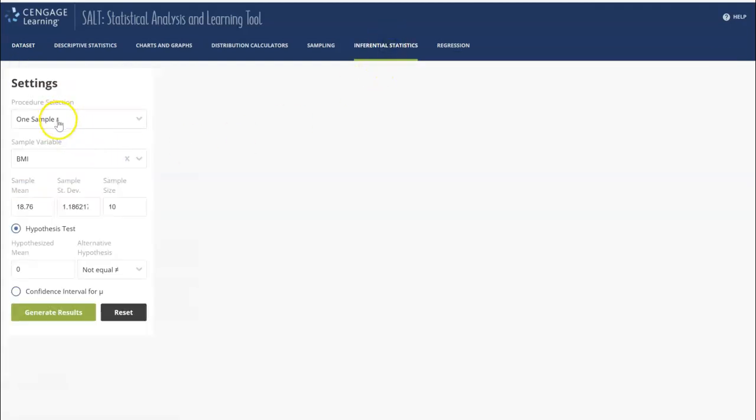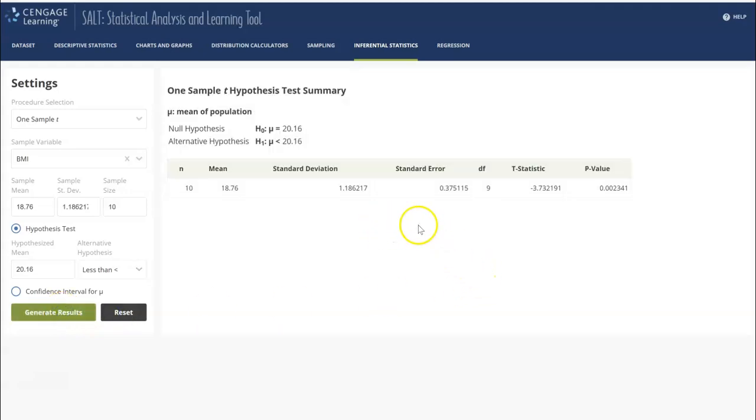Inferential statistics, we're doing a one sample t using the variable BMI. Our sample mean and the sample standard deviation, they computed that for us. Our hypothesized mean is 20.16. Make sure you don't change anything here. If you're uploading a data set, it's going to generate those numbers for you so you don't have to. And we're looking at less than. My p-value is 0.0023.